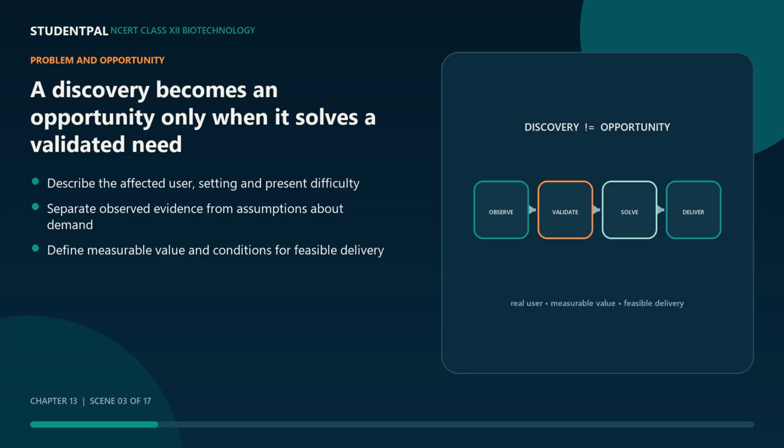Interview evidence, workflow observation, and willingness to adopt test the need. Laboratory controls test the mechanism. Keep these evidence types separate.